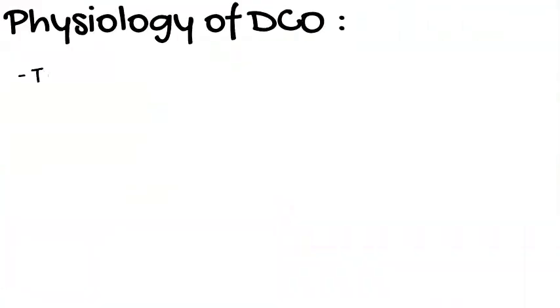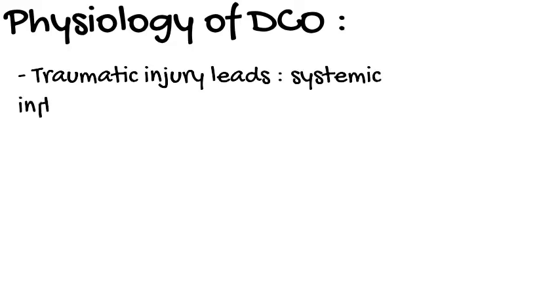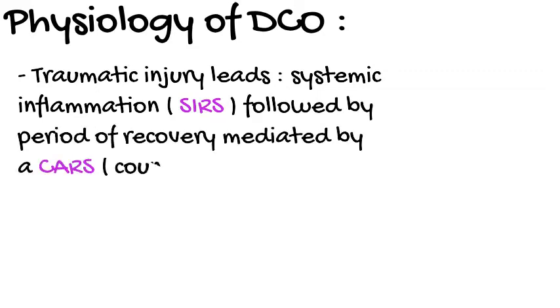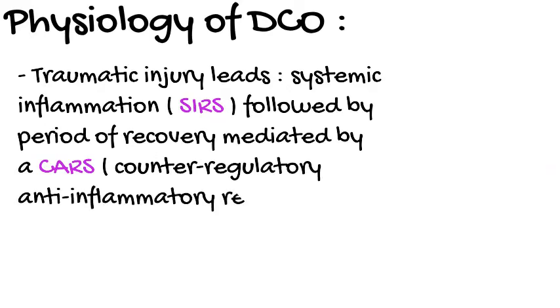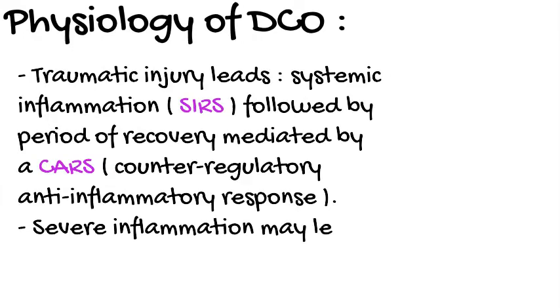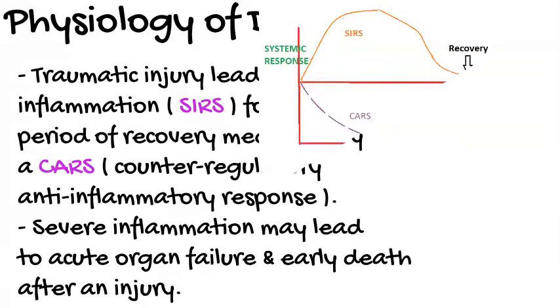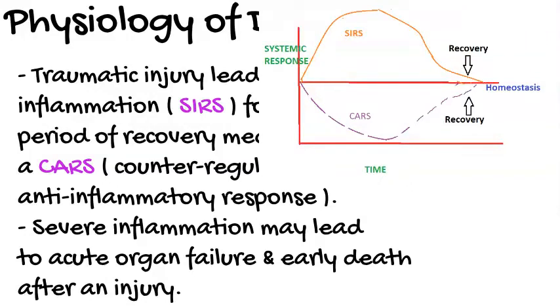So, what is the physiology of damage control orthopedics? When a patient develops trauma, the traumatic injury will lead to systemic inflammation, SIRS, Systemic Inflammatory Response Syndrome, followed by a period of recovery mediated by a counter-regulatory anti-inflammatory response, CARS or CAS. Severe inflammation may lead to acute organ failure and early death after an injury. On the right-hand picture, the graph depicts the systemic response of the body with the time after the injury. If balance is achieved between the SIRS and CAS, recovery will eventually occur.